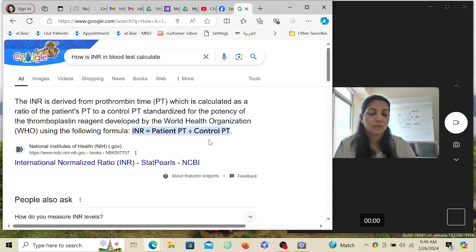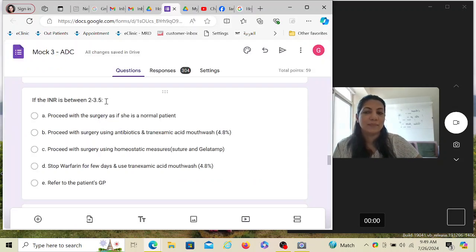The normal ratio is 1, but in patients who are taking warfarin, 2 to 4 or sometimes 2 to 3.5 is considered normal. So since this particular patient is taking warfarin, this ratio is normal for this patient. But if the patient wasn't taking any blood thinning agent and he wasn't on warfarin or something, then this is a high ratio, and you would refer this patient to a hematologist or a GP to understand why this ratio is big, because it would increase the chances of bleeding.